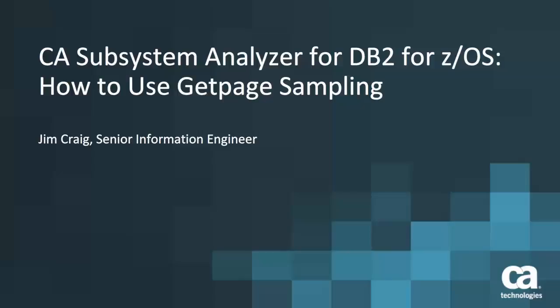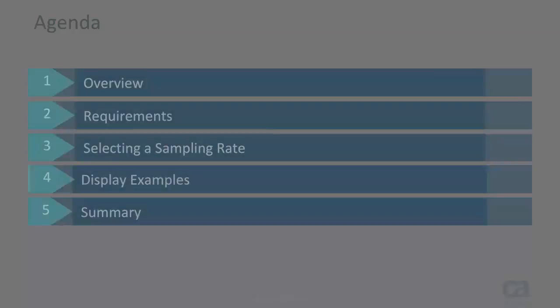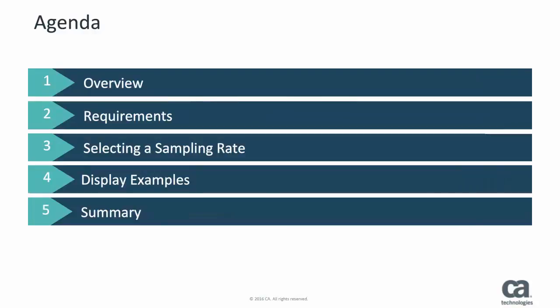Welcome to the How to Use Getpage Sampling video for CA Subsystem Analyzer for DB2 for z/OS, release 19 incremental and later. In this video, we'll explain the Getpage sampling option requirements, show how to select a sampling rate, and show displays in which the sampling rate appears.